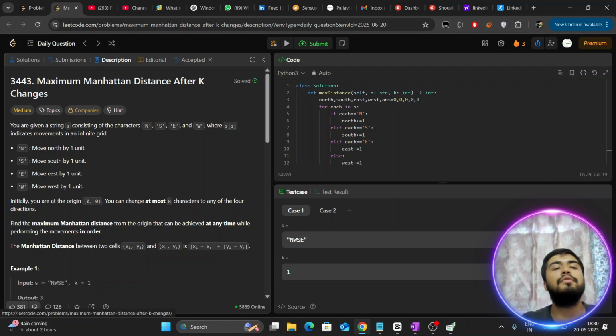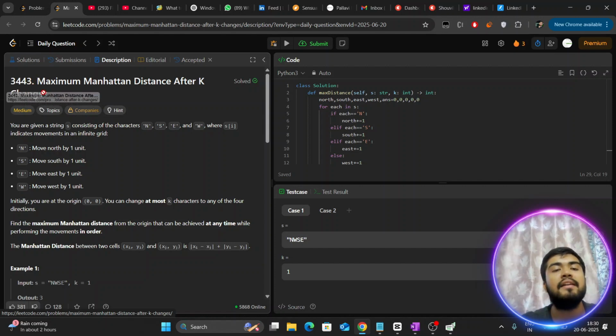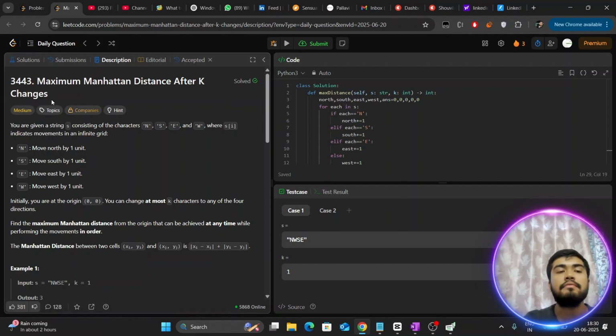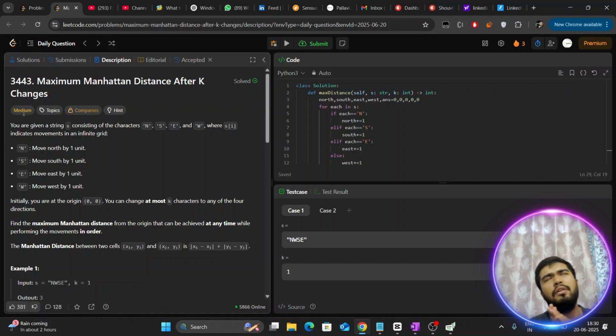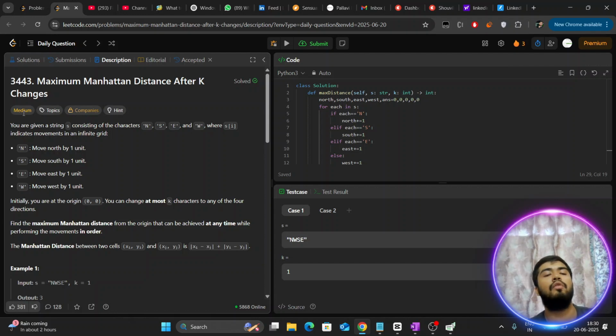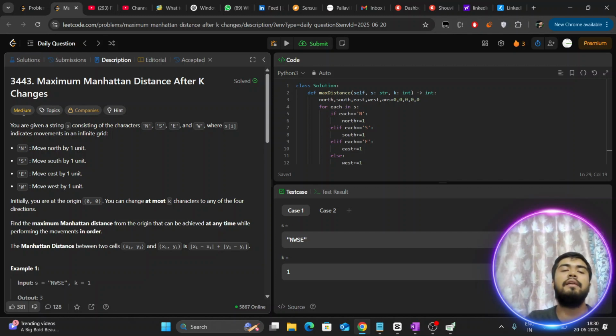So today's problem is Maximum Manhattan Distance After K Changes. This problem is tagged as medium, but I feel it's indeed a medium-hard kind of problem. I like these problems because there is a common popular algorithm you have to know to solve this particular group of problems. If you know it, only then are you able to solve it. Otherwise, you have to practice a little more on the math variants of these problems.